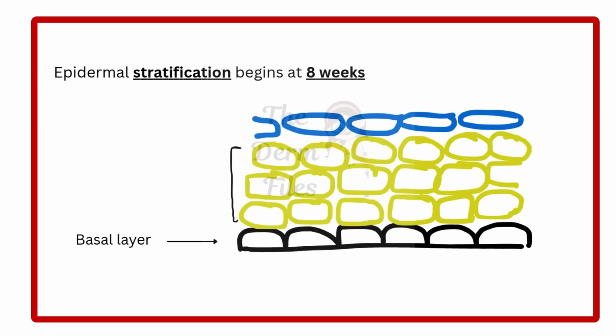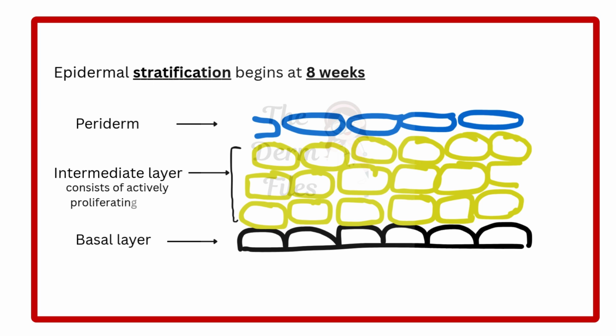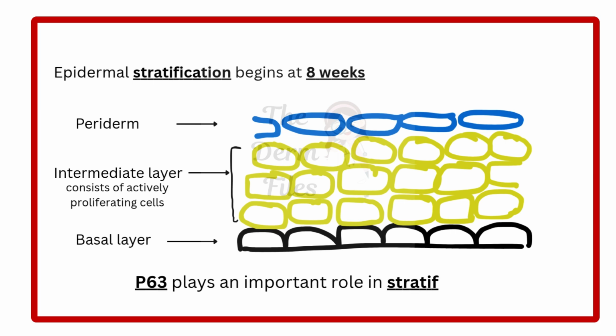Epidermal stratification begins at 8 weeks. Intermediate layers are formed between the basal layer and the periderm. These cells differ from suprabasal keratinocytes of the postnatal epidermis in that the intermediate layer is now composed of cells which are actively proliferating. They give rise to many layers of cells between the basal layer and the periderm. Additional layers are formed over several weeks. P63 plays an important role in stratification.